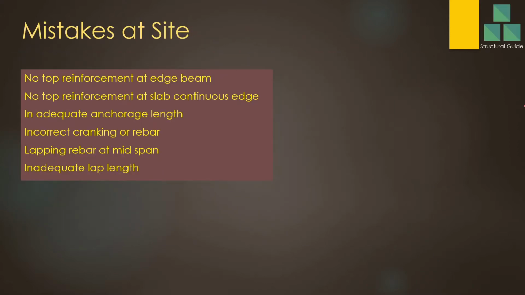Mistakes you made at the sites: not providing the top reinforcement at the edges. No top reinforcement provided at the continuous edges, that is at supports. Inadequate anchorage length. Incorrect cranking of rebar. Lapping of top bottom reinforcement at the mid span. Inadequate lap lengths. Let's discuss each type of these defects in detail.